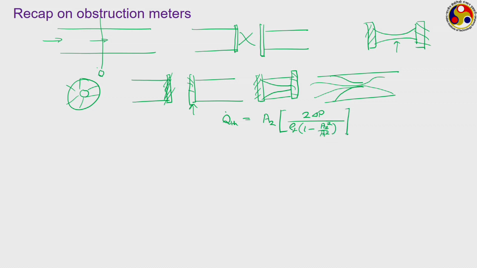A1 referring to the area corresponding to the first location of the pressure tapping. Quite often we use the symbol beta, particularly if you are dealing with a tube of circular cross section, then you use the symbol beta as d2 upon d1, that is the diameter corresponding to the smaller cross section area divided by the diameter corresponding to the larger cross section area.